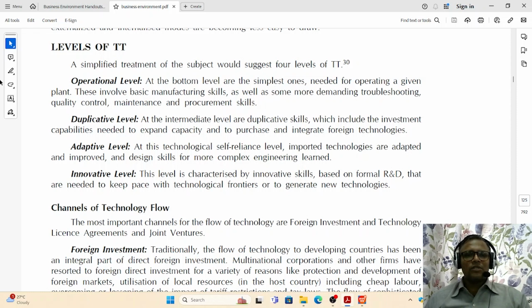Duplicative levels are those skills and technologies, for example, if someone has a skill in a foreign country or in some other location, either in order to expand or to procure things or to improve capabilities, the duplicative skills are taken up. That means the same thing you are doing, the other person is doing, you are also doing the same thing. That is called the duplicative level.